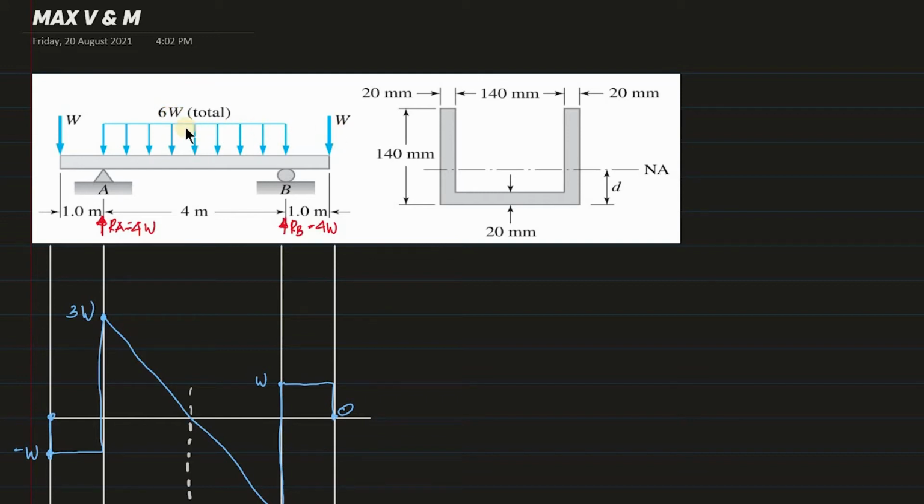So 6 plus 1 plus 1, so 8W lahat ito. And since symmetrical silang lahat, hinati ko na sa dalawang reaction. So 4W, 4W. Okay, so pwede yun. Or kung gusto nyo rin, you can use equilibrium equations to make sure.